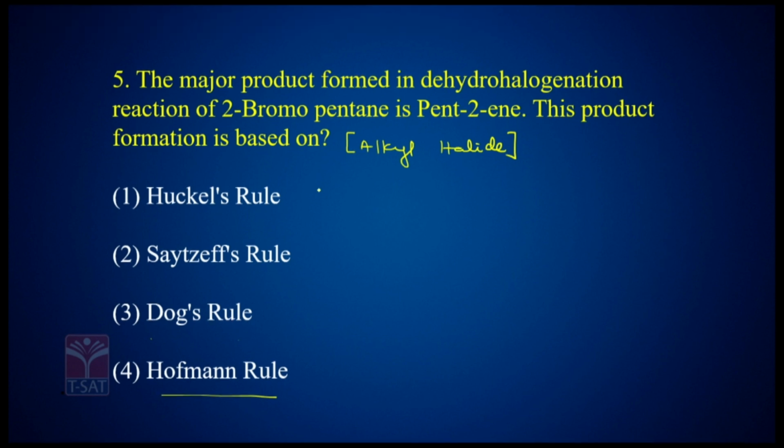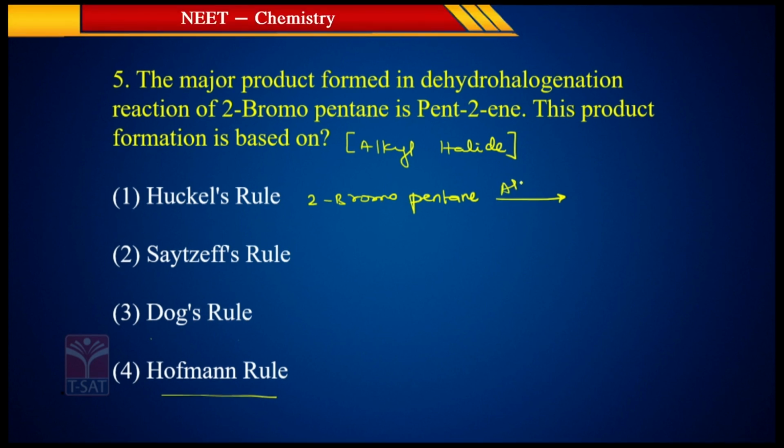See now, what he is asking is the major product formed in the dehydrohalogenation reaction of 2-bromopentane. Dehydrohalogenation is elimination. Elimination means what reagent do you have to use? Alcoholic KOH, right? What did we get? Pent-2-ene. See carefully, 2-bromopentane, how will we write it?